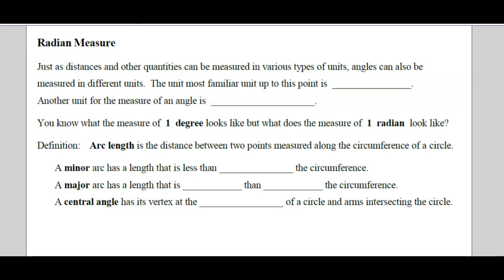Okay. So just as distances and other quantities can be measured in various types of units, angles can also be measured in different units. The unit most familiar up until this point is degrees. Another unit is radians. Just like you can measure something in inches and centimeters, the thing that you're measuring does not change. It's just a different unit of measure. So the angles aren't changing. You're just measuring sometimes in degrees and sometimes in radians.